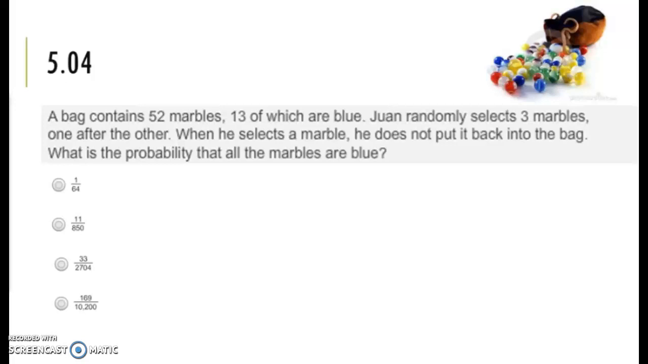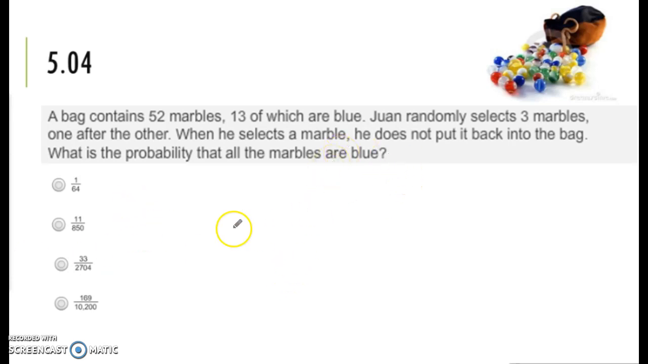A bag contains 52 marbles, 13 of which are blue. Juan randomly selects 3 marbles, one after the other. When he selects a marble, he does not put it back into the bag. What is the probability that all the marbles are blue?